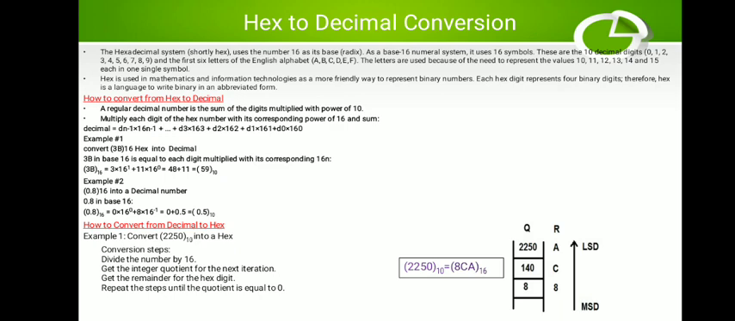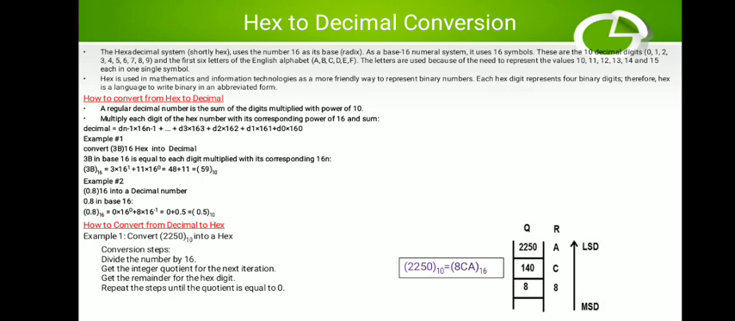Suppose it is a fractional decimal number. What do we do? After the decimal point, whatever the fractional number is, we carry out repeated multiplication. So go on multiplying, and whatever integer part we get, that is used for representation of the equivalent hex value, and the fractional part is the next multiplicand. You continue this multiplication until the fractional part becomes equal to 0.